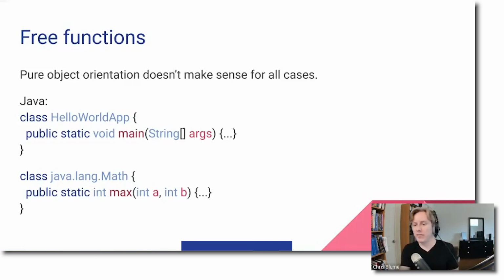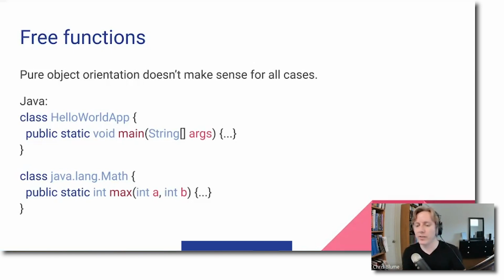And on top of that, this could have been in any class. It didn't actually have to be in the HelloWorldApp. It could have been in any class at all. So the main function is really not associated with a given class. And we kind of have to break pure object orientation to get this entry point. So it's kind of weird behavior, but that's how it is.